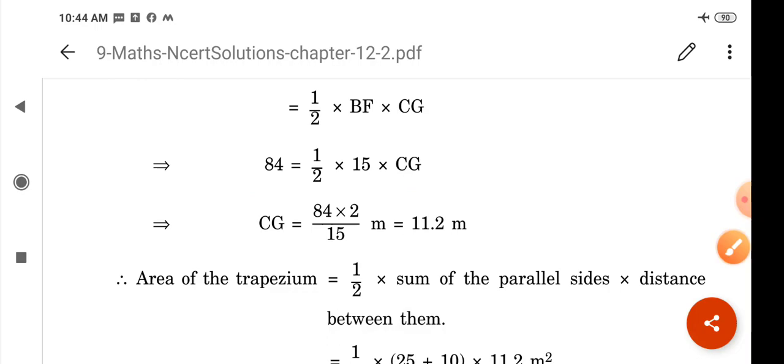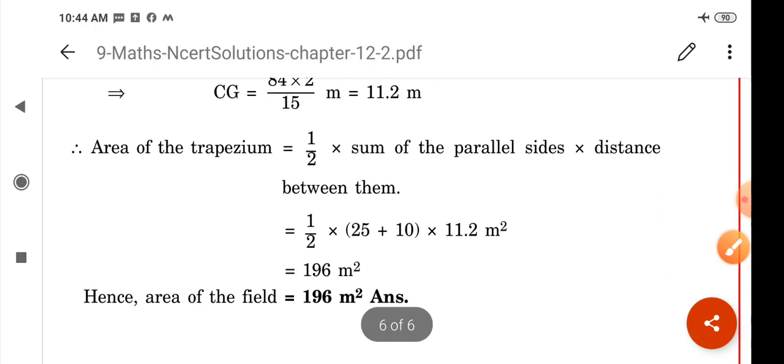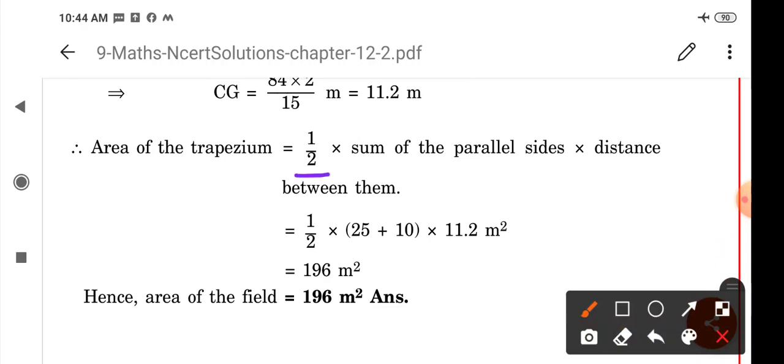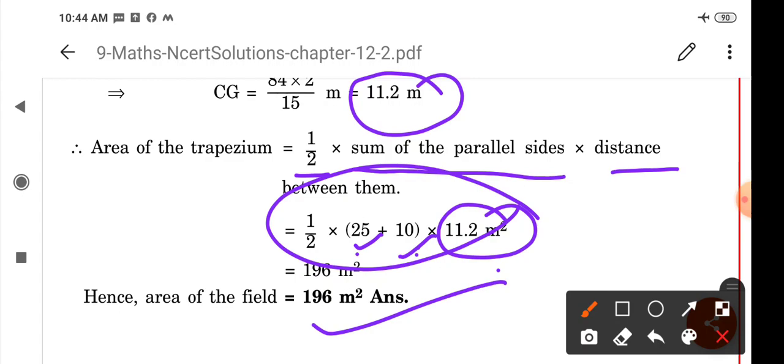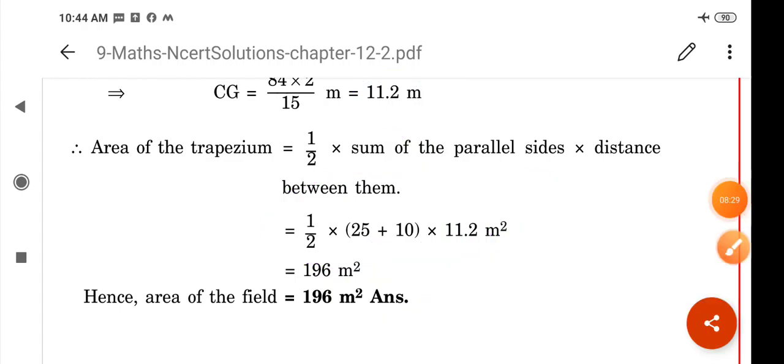Now we can easily find out the area of the trapezium, because I have told you earlier also, the area of a trapezium is 1/2 into sum of parallel sides into distance. We have the parallel sides which are 25 and 10, and the height we have found right now, which is 11.2. And we add all these and we have solved it. So finally we get the answer, 196 meter square is the answer.